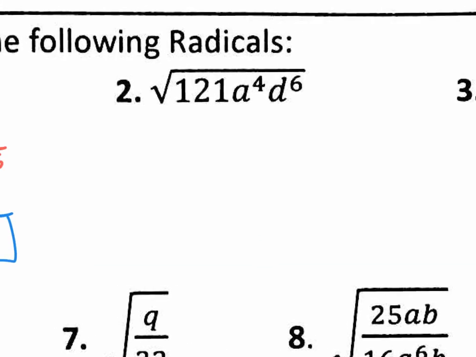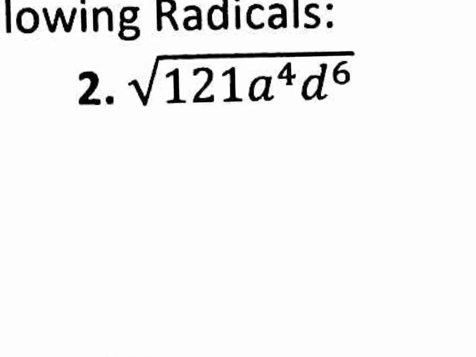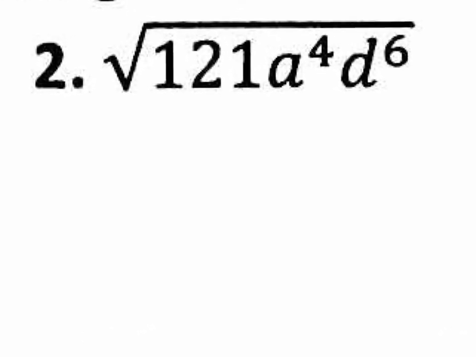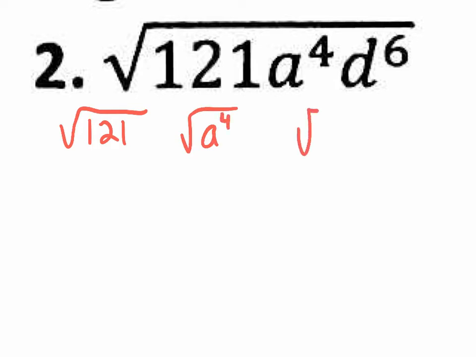Number 2. There's probably not enough space on this practice test for you to show all of your work. The very first process of dealing with a radical, a square root like this, is to split up the radical to each of the terms. So I would either write really small or rewrite it on a separate paper. 121 is the value in one square root. The square root of a to the 4th is in another one. And d to the 6th is also in its own square root.